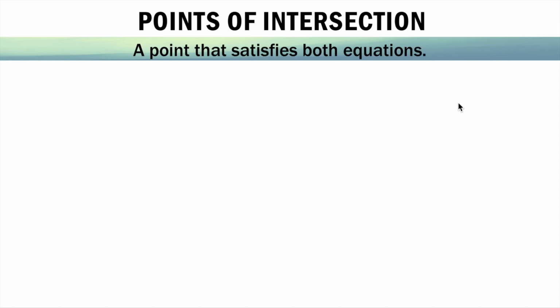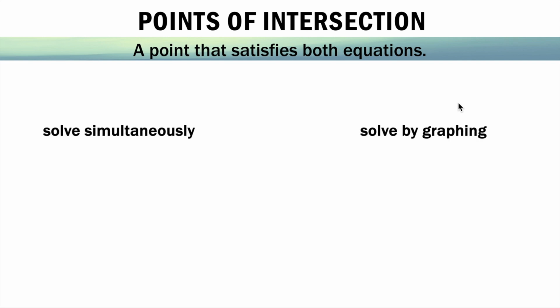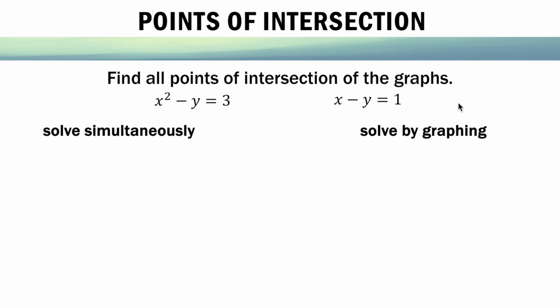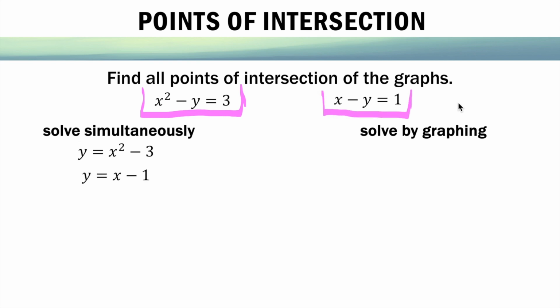Points of intersection. A point of intersection is a point that satisfies two equations. You can find points of intersection by solving simultaneously, or you can just graph it. So we'll start by solving these equations simultaneously. Let's take this first equation and solve it for y. Take this second equation, we can solve it for y also. And because they're both equal to y, that means they are equal to each other.